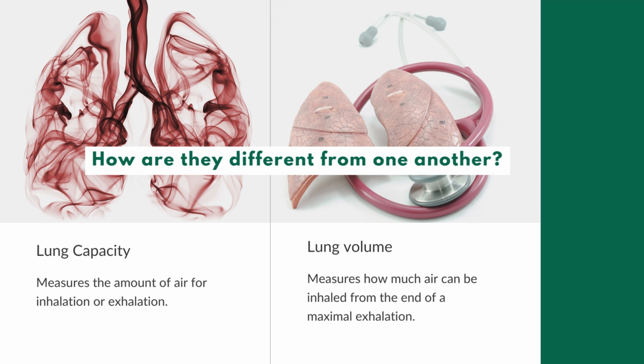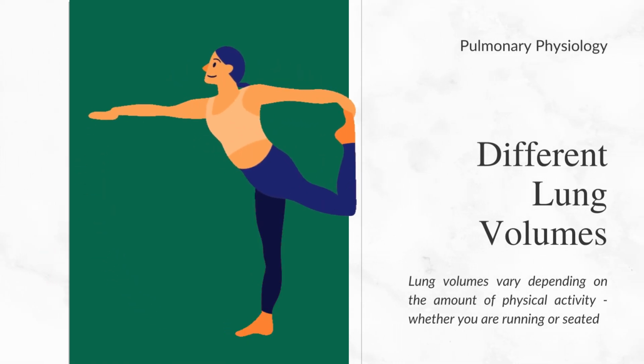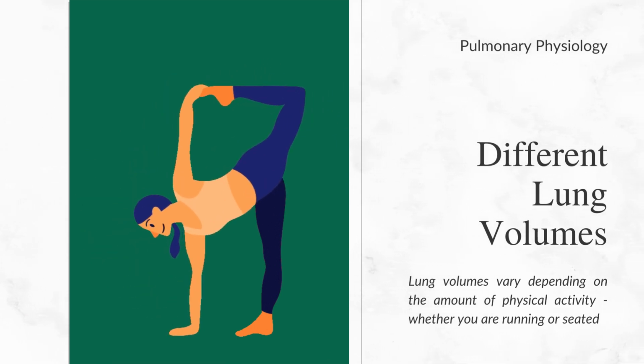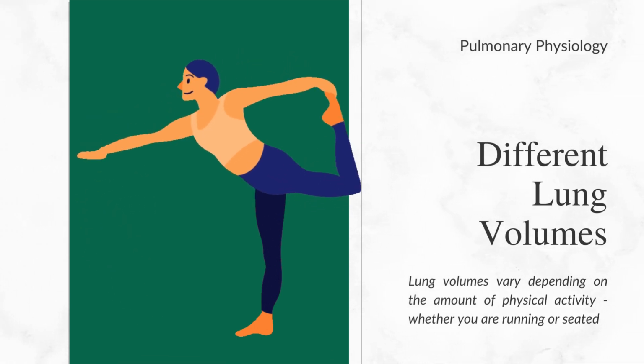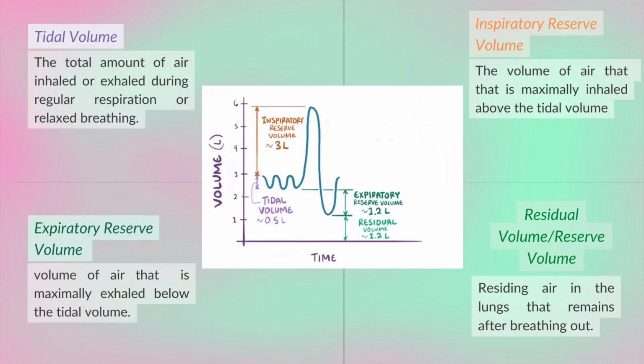Lung capacities are for the most part fixed and are made up of two or more lung volumes. On the other hand, lung volumes vary depending on the level of activity, except the residual volume. So now we will discuss the different lung volumes. It varies depending on the amount of physical activity, whether you are running or seated. So here we have this graph.